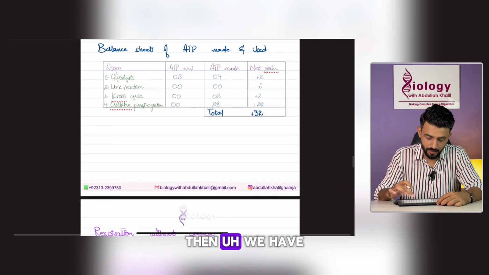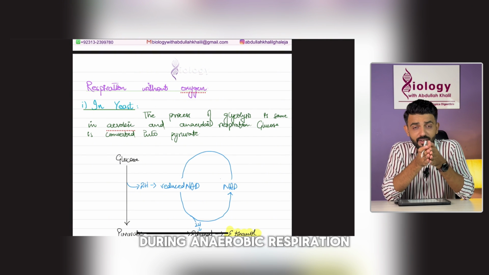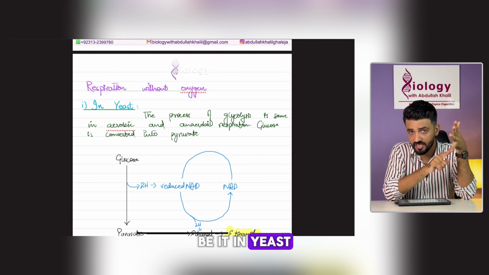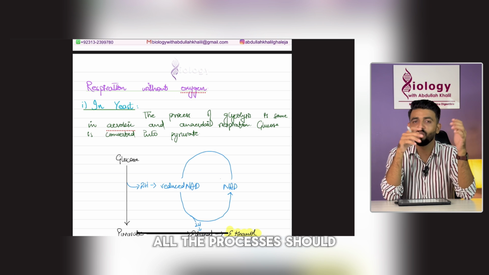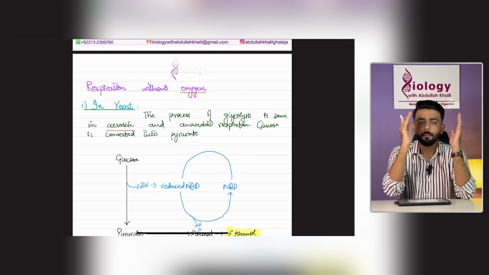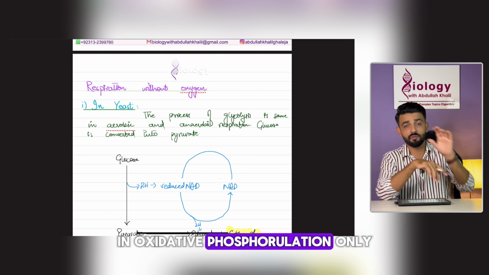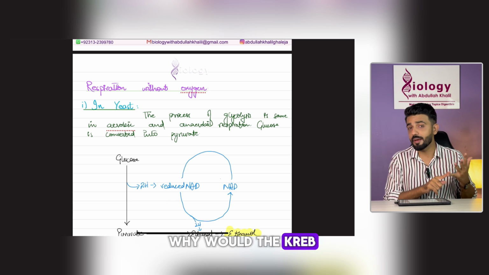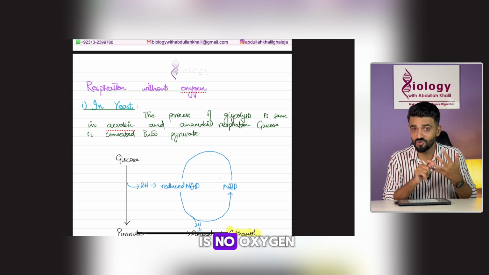Then we have respiration without oxygen. During anaerobic respiration, be it in yeast or in muscles, all the processes should stop actually, but the glycolysis finds an alternative pathway. But the question is, if oxygen comes into play in oxidative phosphorylation only, why would the Krebs cycle stop if there is no oxygen? Why would the link reaction stop if there is no oxygen?